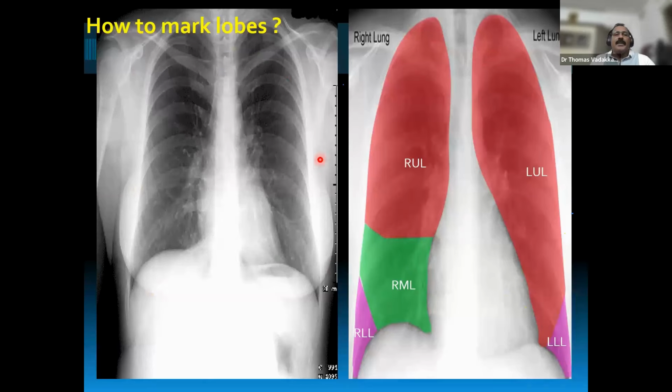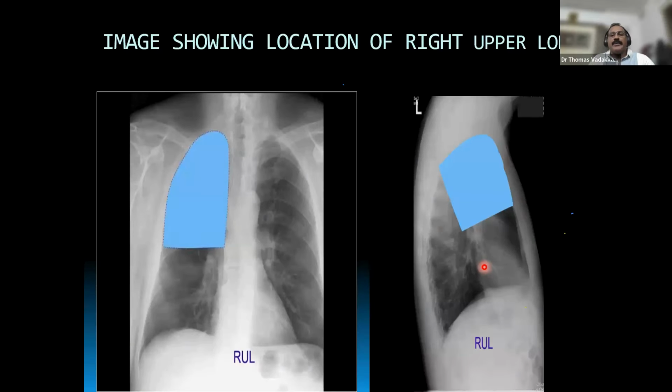Now, if you want to mark on a chest X-ray, you can see the upper lobe occupies all this area, the middle lobe is close to the heart, and the portion at the costophrenic angle will be the lower lobe. On the left side, the upper lobe occupies most of the area anteriorly, and the lower lobe is in the costophrenic angle area. A lateral view is always asked for so that you can identify the bronchopulmonary segment.